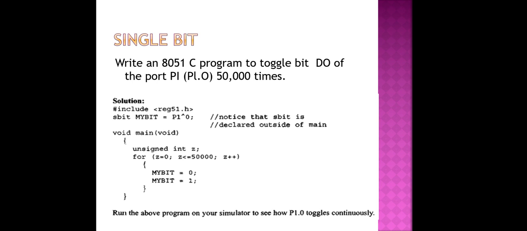That means the toggle: the for loop Z = 0 to 50,000 in this program toggles MYBIT 0 1 0 1 up to 50,000 times. That means 25,000 on conditions and 25,000 off conditions. This is the on and off. On plus off is equal to toggling the bit of the programming. This is the example of a single bit C program, toggling the bit.